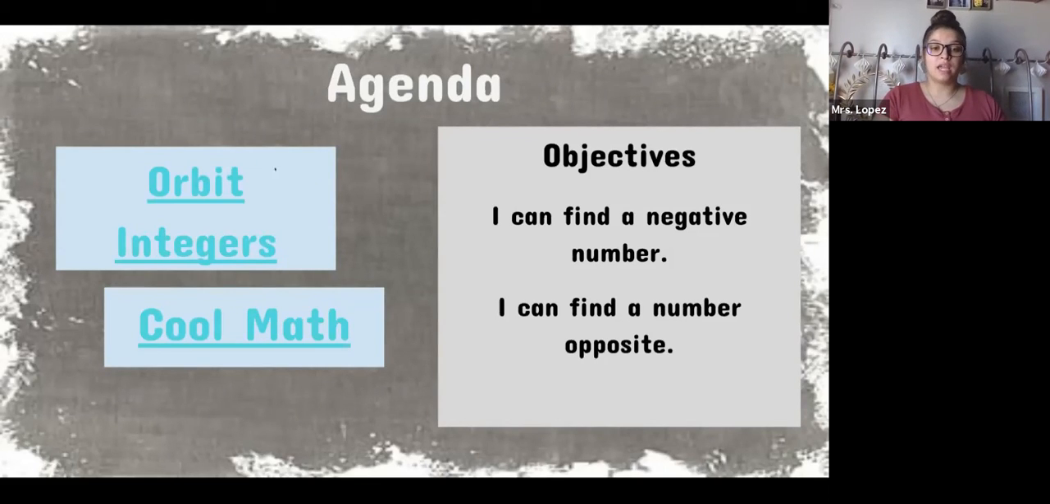We have some games that you could play here. It's going to be in your learning guide, but we have orbit integers and comath. Practice those to get more practice on your negative numbers and your number opposites.